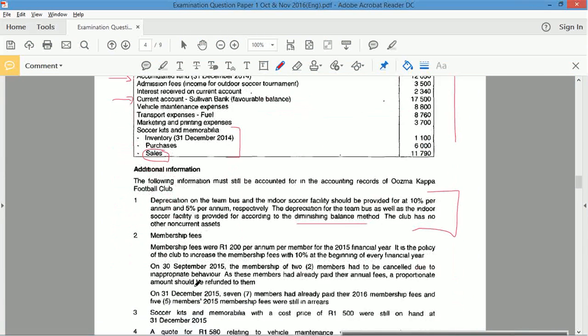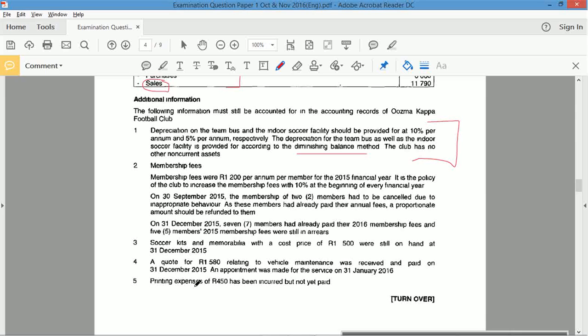Okay, next, point 2, membership fees. So we started drawing up a tier count. We're going to finish the tier count now. Membership fees were 1,200 per annum per member for the 2015 financial year. It's policy of the club to increase the membership fees with 10% at the beginning of every year. Okay, that's fine. That's nice to know. So if I have members, I know how much they need to pay.